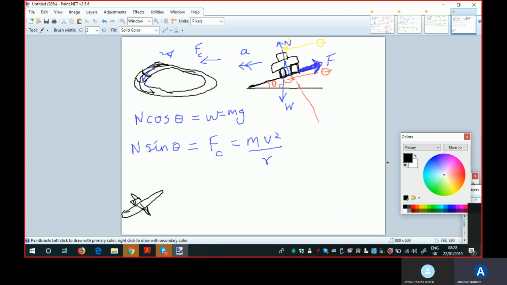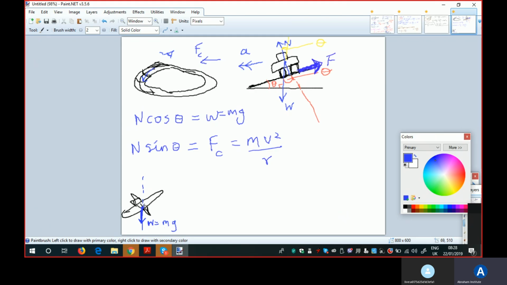Now the aeroplane is also moving at an angle. Let's say this is the vertical direction, and the aeroplane is moving this way. The weight is vertically downwards, so I will draw the weight force. The weight force W equals mg.